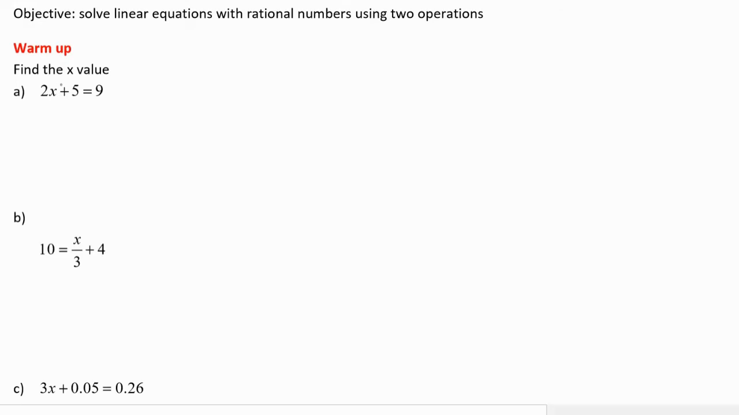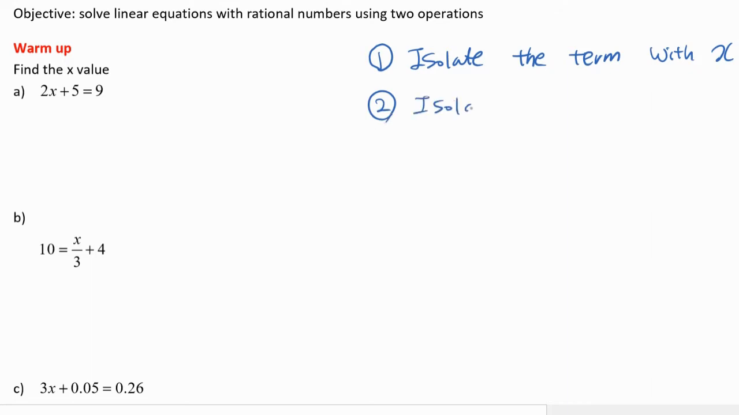But everyone, to isolate x, we have to do two steps. So I want you to write it down. First step, isolate the term with x. Second, and then isolate x.